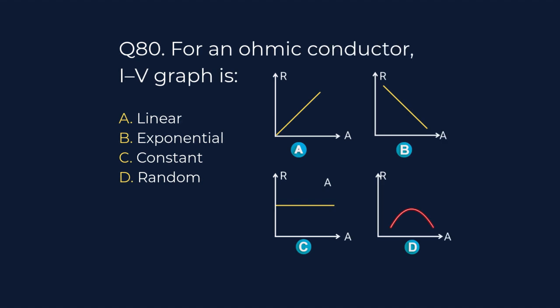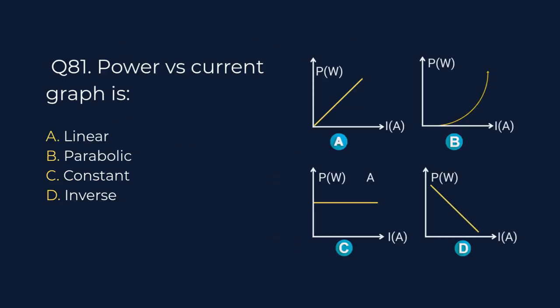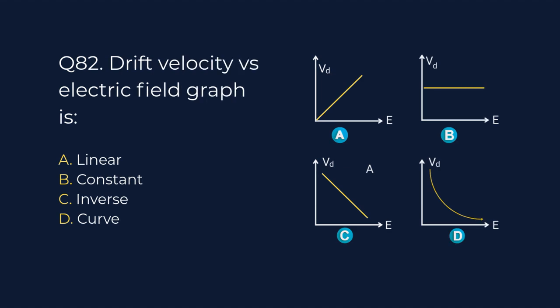Question 80. For an ohmic conductor, IV graph is option A, linear. Option B, exponential. Option C, constant. Option D, random. Question 81. Power versus current graph is option A, linear. Option B, parabolic. Option C, constant. Option D, inverse.